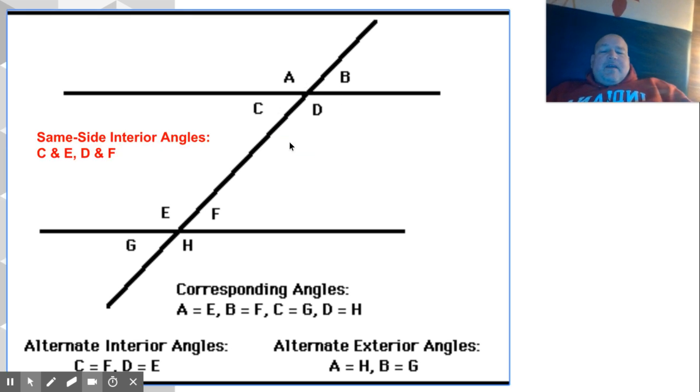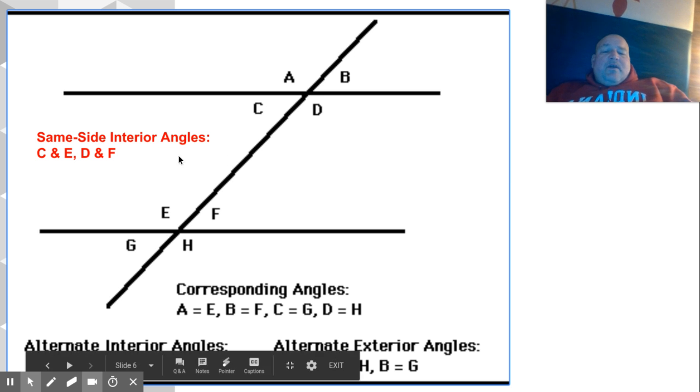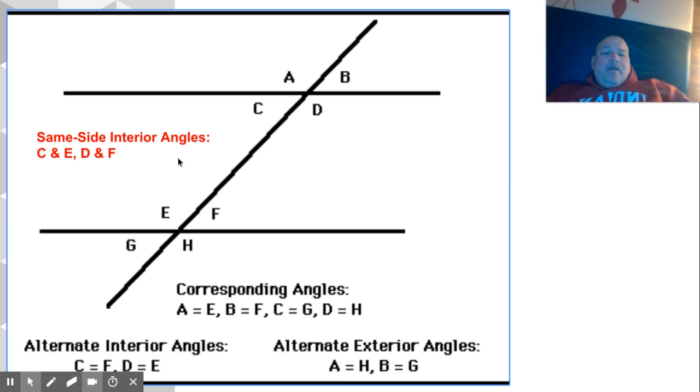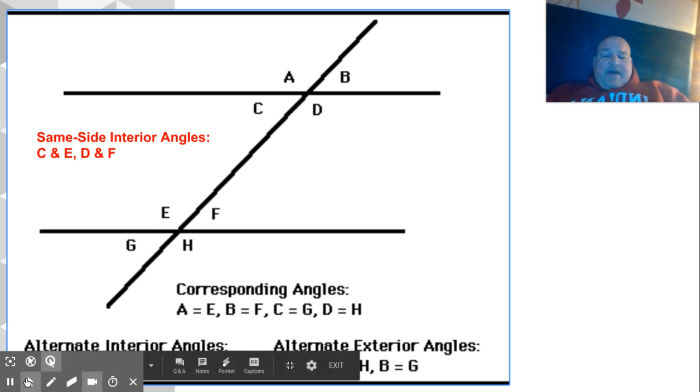Finally then, your same side interior angles, C and E, D and F. They're on the same side of this transversal line, and they're in between the two coplanar lines. Those are our special angle pairs that you need to learn today. So now you can go start on your new Math XL assignment.